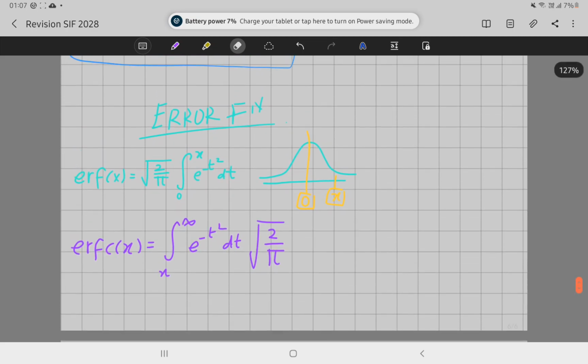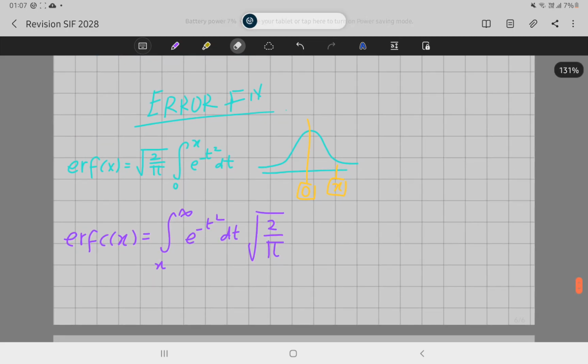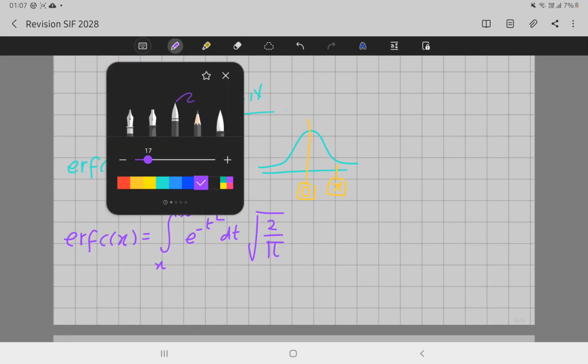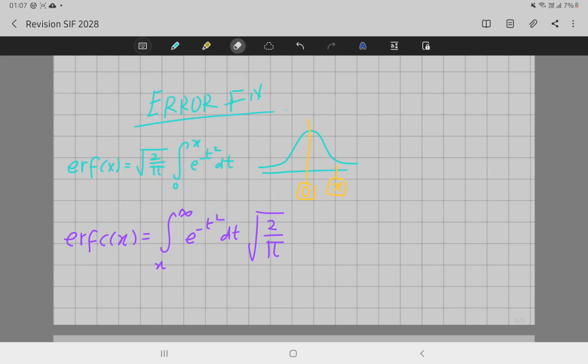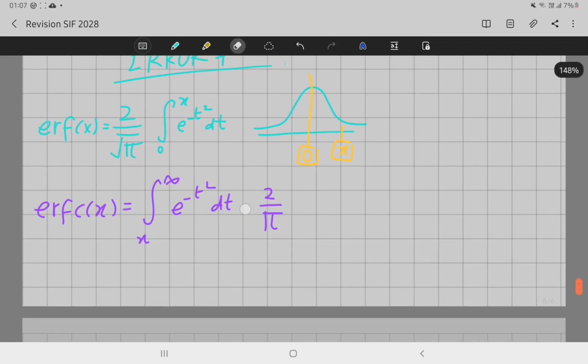Okay, a little bit of correction. The normalization for the error function is not square root of 2 over pi, right? It is 2 over square root pi. So same goes like this. I made a mistake: 2 over square root pi.